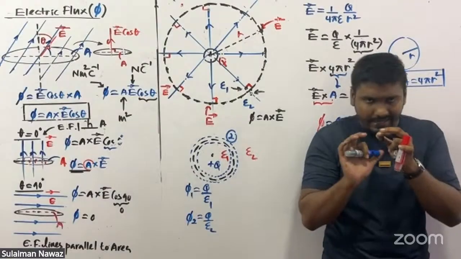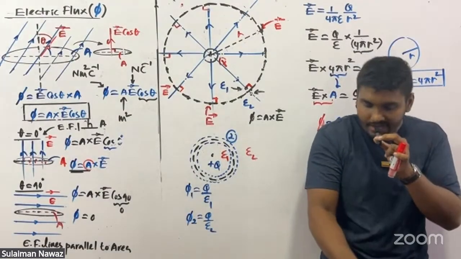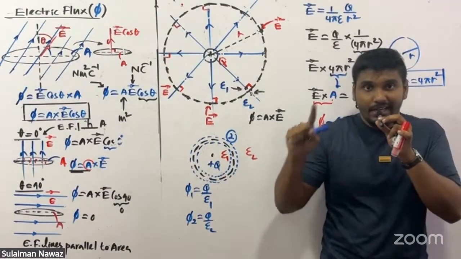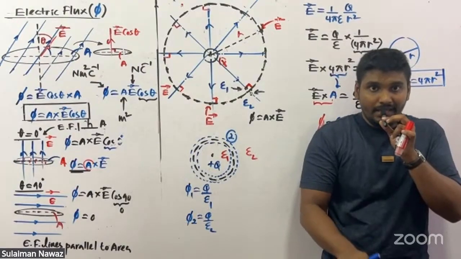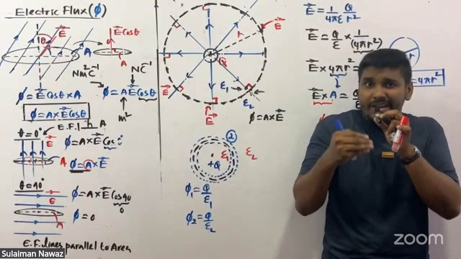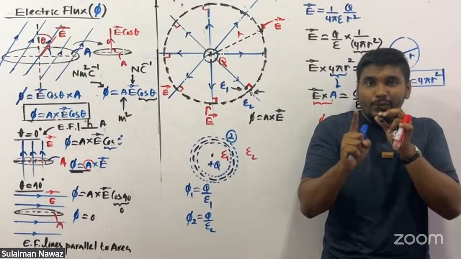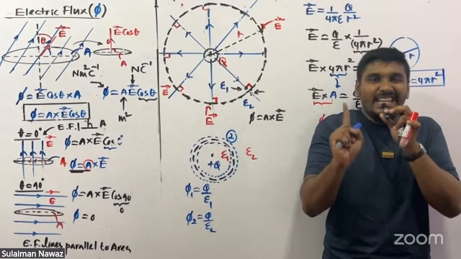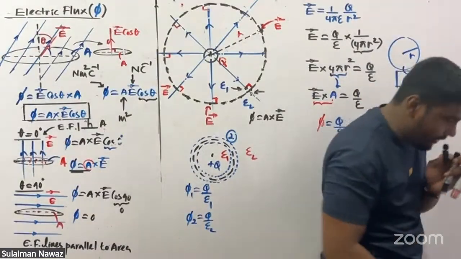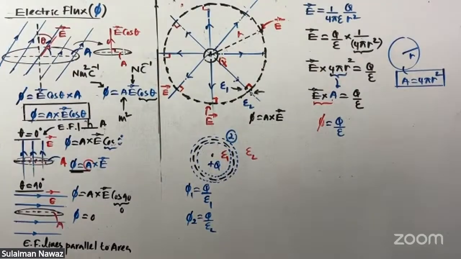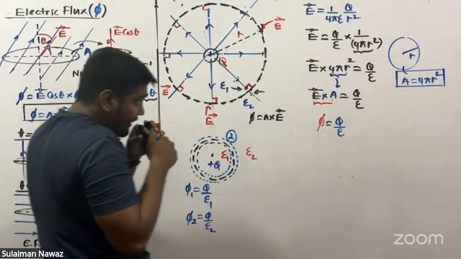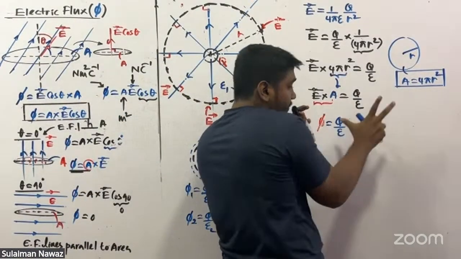Since I understand what you are telling, we define two equations for electric flux. One is A into E, the other is Q over epsilon. Q over epsilon is okay, but the problem is when two mediums are involved. Then if I use Q over epsilon to find electric flux, it gives a kind of wrong result. So therefore, defining electric flux as Q over epsilon is not that suitable.